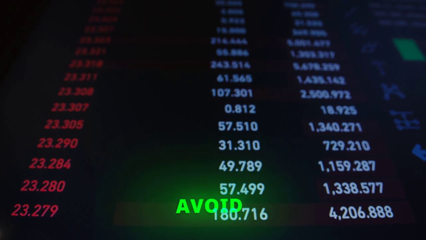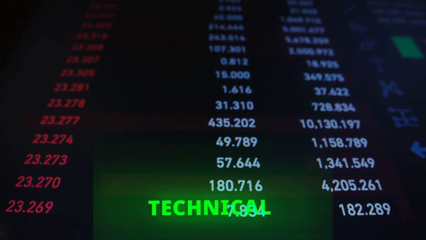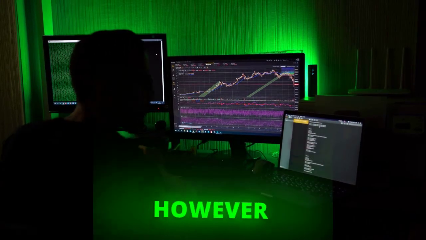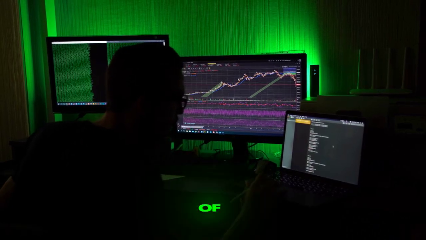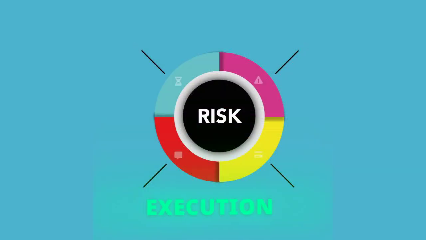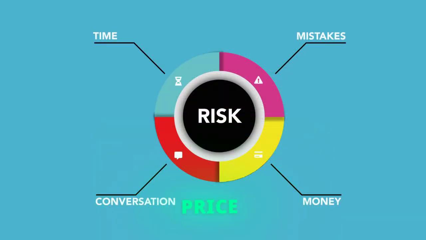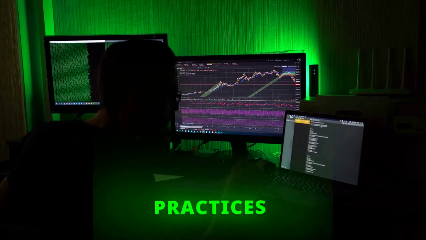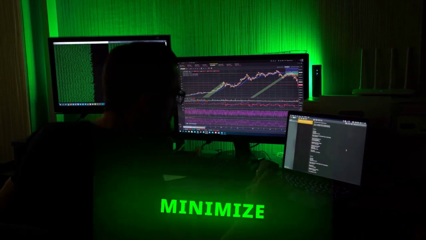It helps traders avoid the lag often associated with technical indicators. However, it requires a deep understanding of market behavior and disciplined execution. Successful price action traders often combine their analysis with solid risk management practices to enhance their profitability and minimize losses.